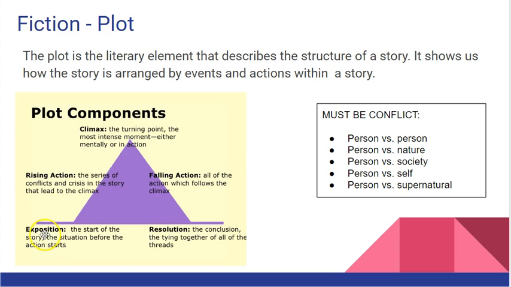First you have the exposition, then the rising action, then we have the climax, then we have the falling action, and then we have the resolution. Make sure you're writing down the definitions of each one of these components. The conflict is one of these: person versus person, person versus nature, person versus society, person versus self, or person versus supernatural. Please write down the notes from this screen to understand what a plot is. Pause the video now.